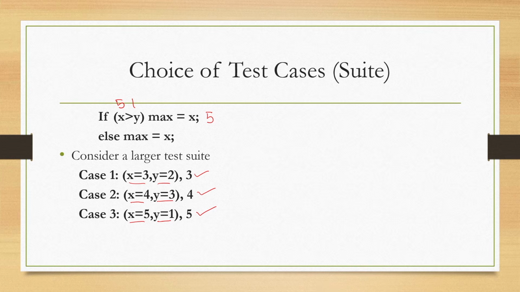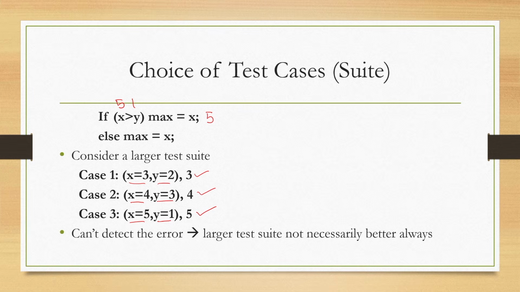So, there is no mismatch. So, we conclude that there is no error, although we can see here that there is some error. So, this test suit cannot detect the error, although this test suit is larger in size. So, larger test suits not necessarily give us a better test suit.